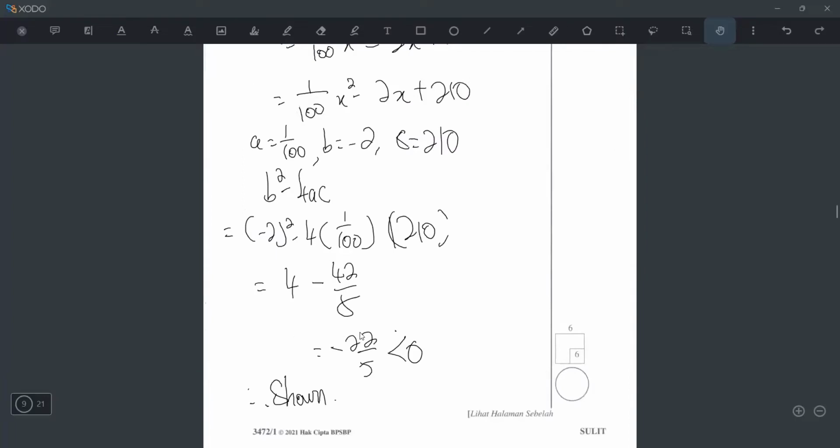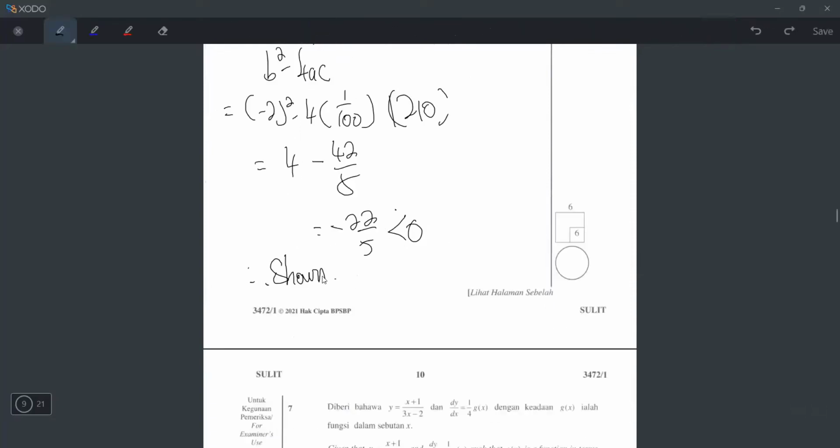What's 22 divided by 4? Yes. Yep. It's the same. Okay, I know the marking scheme answer might give you something like negative 44 or 1000, but it is not important, because what's important is that the b square minus 4ac you get is smaller than 0.